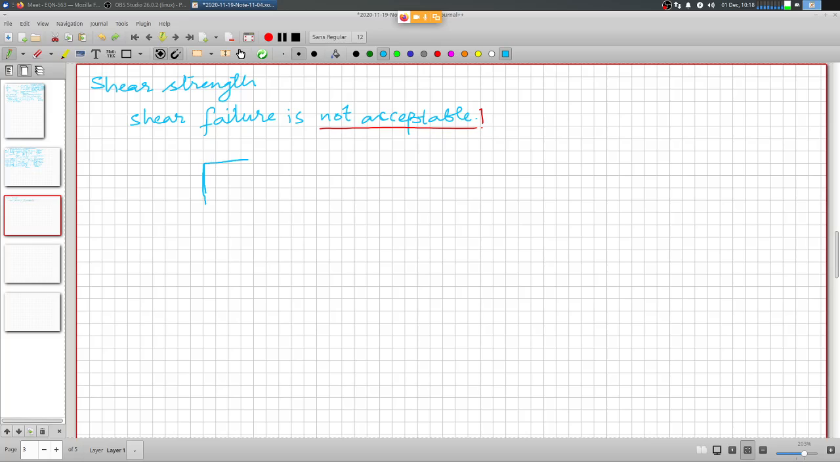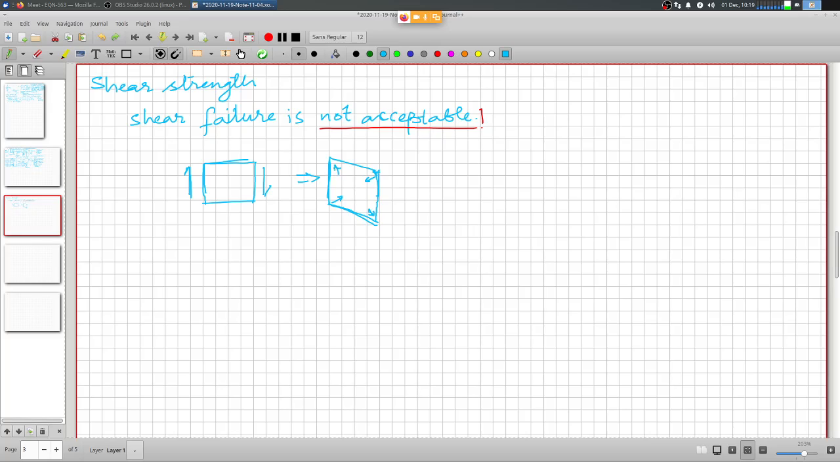Yes, let us look at a typical section. There is a shear force here. Now, this shear will tend to distort this section into this shape. So effectively there is a tension along one diagonal and a compression along the other diagonal.